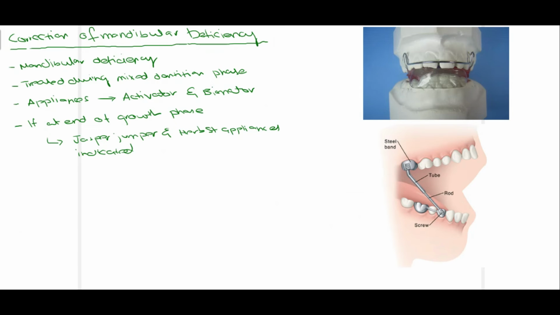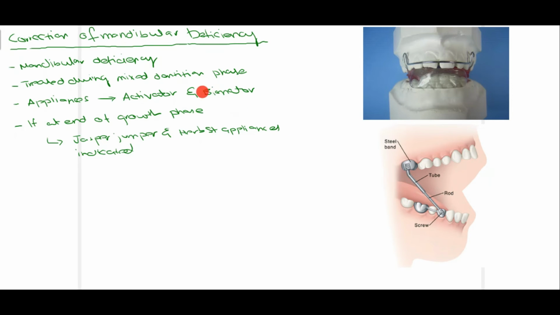Now, in some cases, mandibular deficiency is also present. When it is present, it can be corrected with functional appliances. For example, we can use the activator and bionator. They basically move the mandible in a forward direction in order to correct its deficiency.